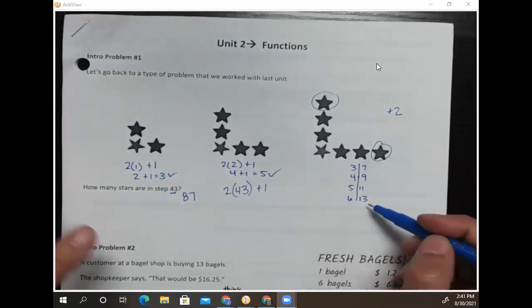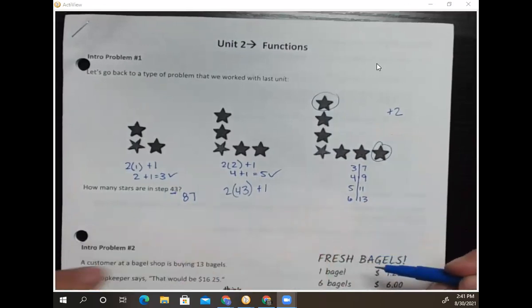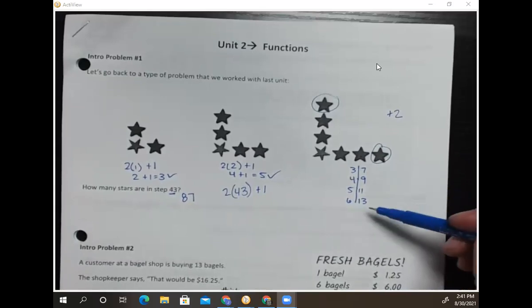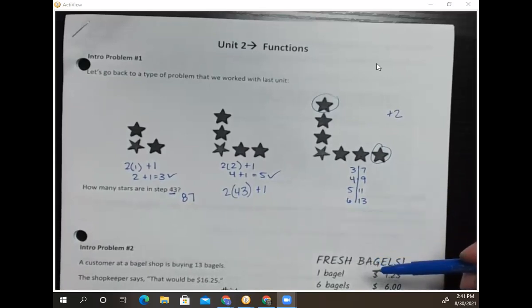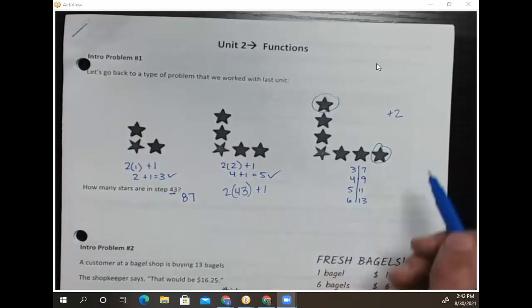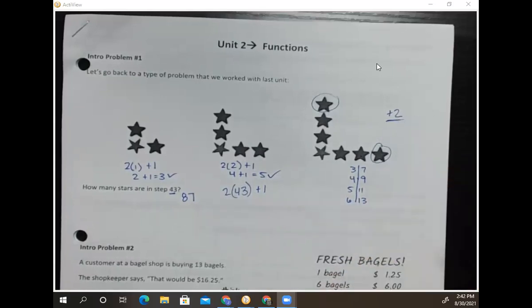So you said I got to add 2 each time. So if I make a table, I'll get there, right? So did you get to step 43? Why not? Yeah, because you have to write a really long list to get to 43, right? I'm at step 6. Okay, so you can make a table and add 2 each time, since we know that's how this pattern progresses, but that's going to take a while.